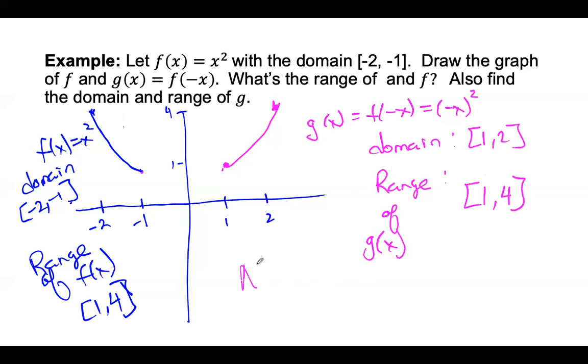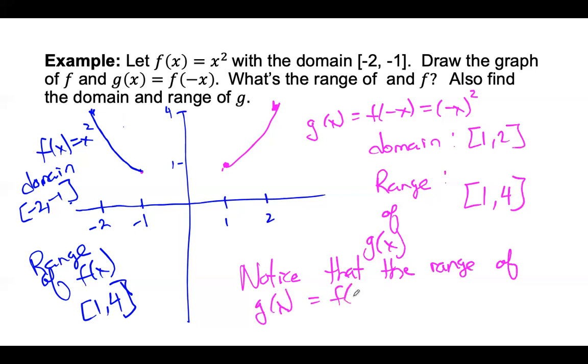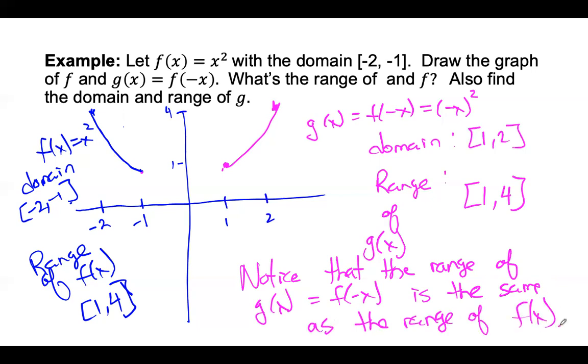So what do you notice about the range? It's basically the same, right? So the range of g of x, which is equal to f of minus x, is the same as the range of f of x. So they have the same range.